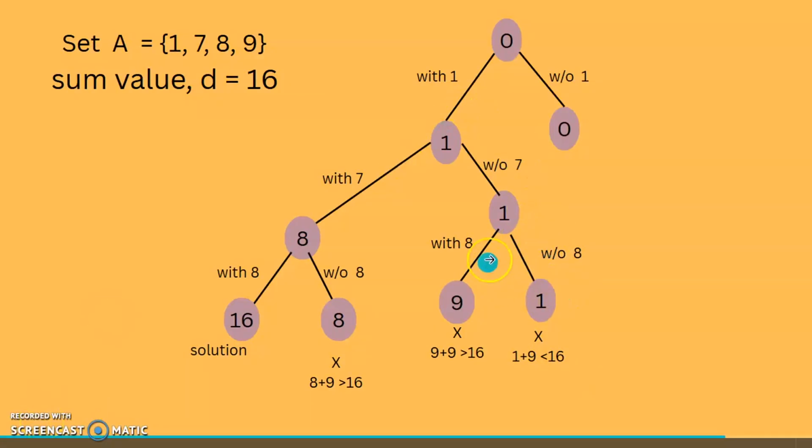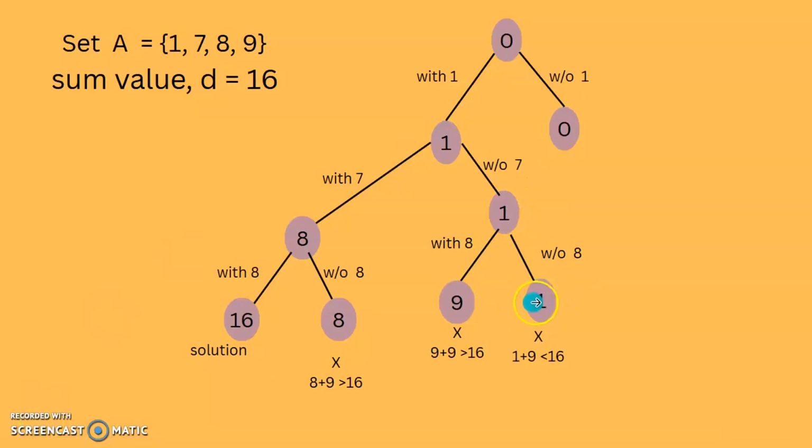These two paths lead to dead nodes. So backtrack one step back and find the path which is yet to be explored. So this is the direction to be explored now. That is without the first element 1, the sum value available is 0. But now as we have considered the first element, what is to be considered next? The second element. What is the second element here? 7.